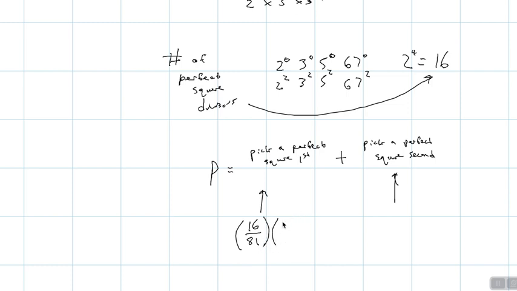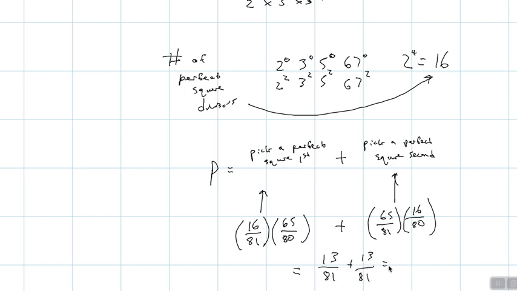And then for the next number that you pick, there will be 65 non-perfect square divisors, and 80 total divisors left because you picked one here. So that's that probability. And then over here, if you pick a perfect square divisor second, this is going to be 65 over 81 times now 16 over 80. Again, that's 80 because we picked a divisor here. So you sum these together, and we get 13 over 81 plus 13 over 81, which is 26 over 81.